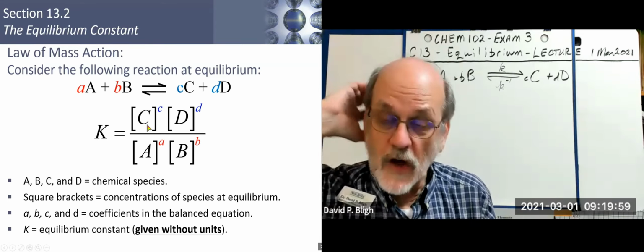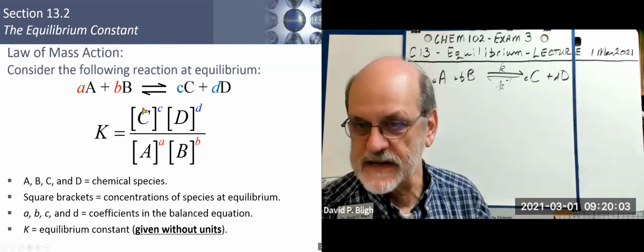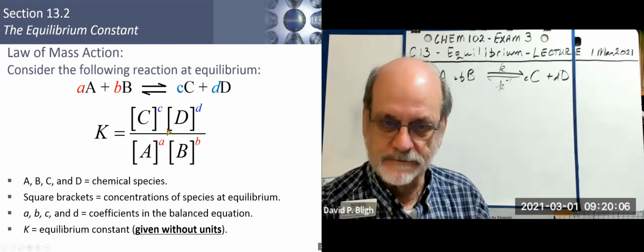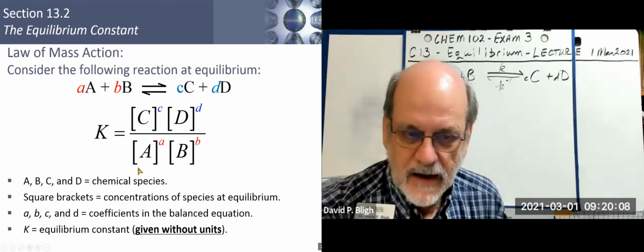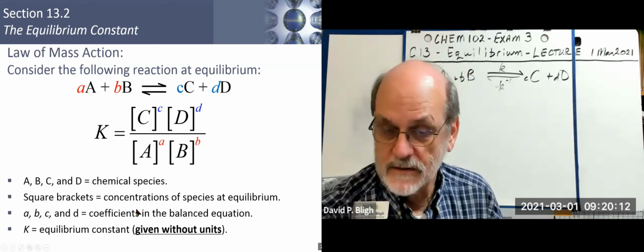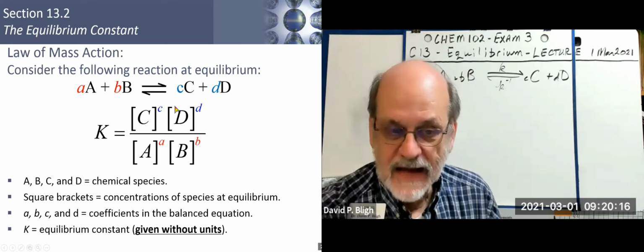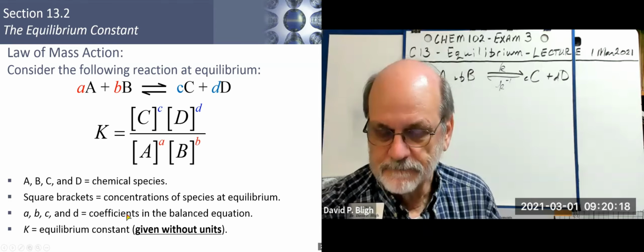Later on, we'll use concentrations that are not at equilibrium. And in those cases, we'll use parentheses instead of square brackets. The A, B, C, D are the coefficients, and now they become the powers of each of their respective components. And K is the equilibrium constant.